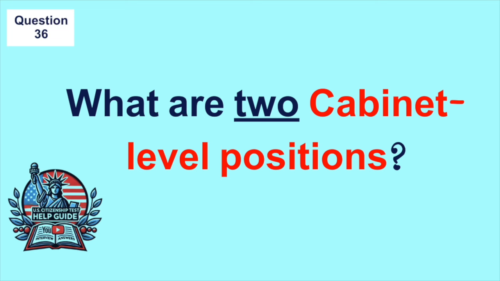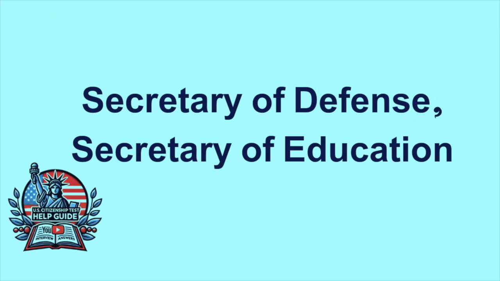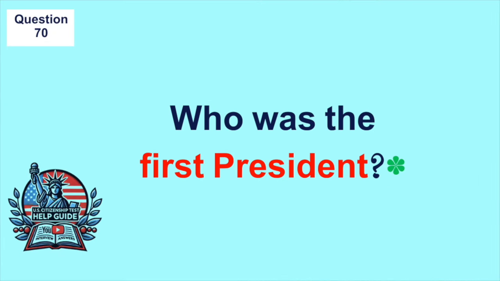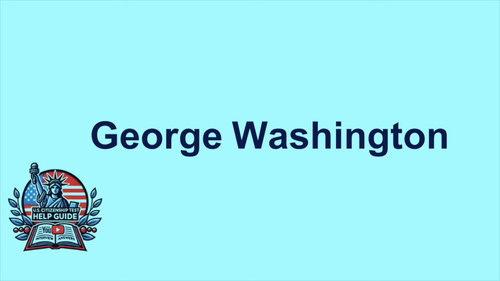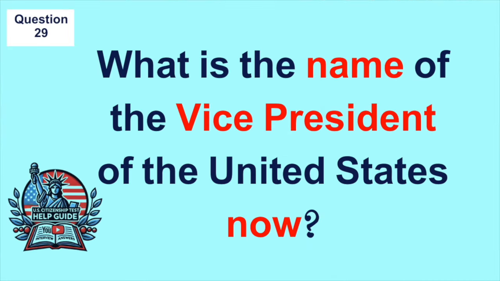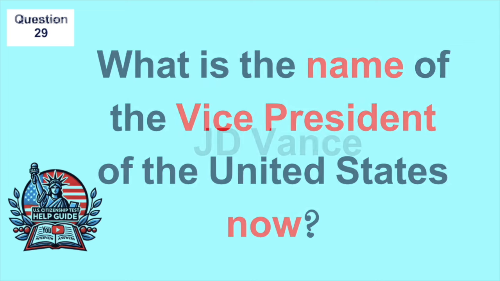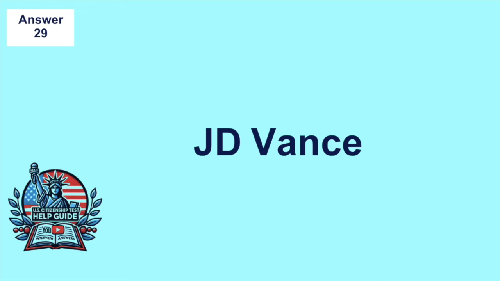What are two cabinet-level positions? Secretary of Defense. Secretary of Education. Who was the first president? George Washington. What is the name of the Vice President of the United States now? J.D. Vance.